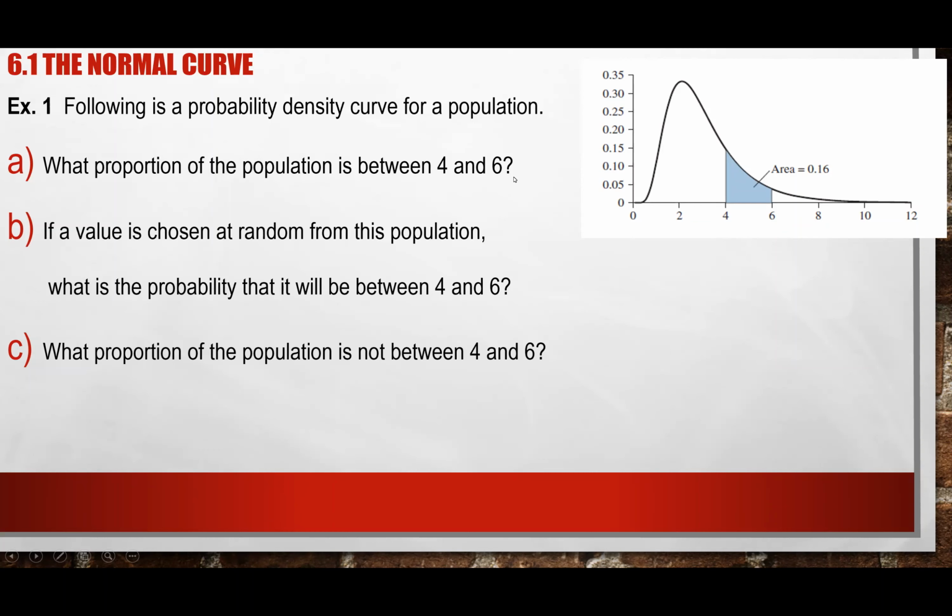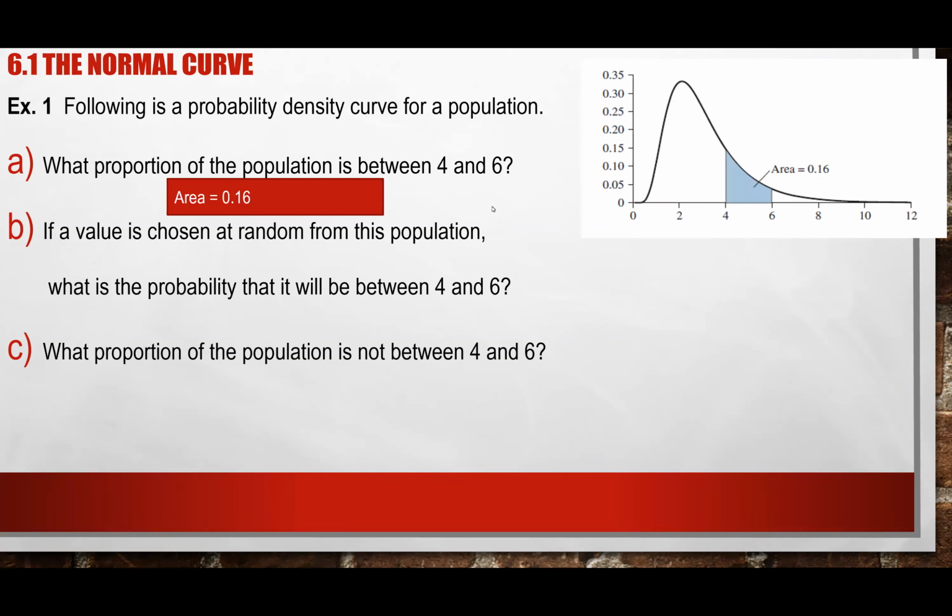So whatever this data is, what is the proportion of the population, which is basically the area under this probability density curve? They give us the area, which is 0.16, so the answer here will be just 0.16, because the area is the same as the proportion, right?